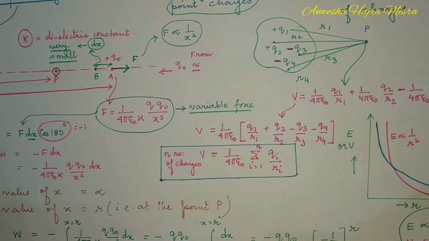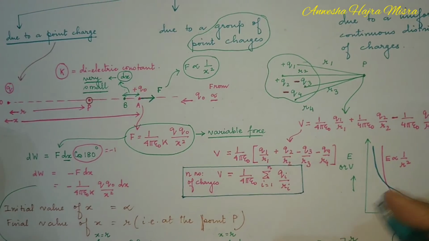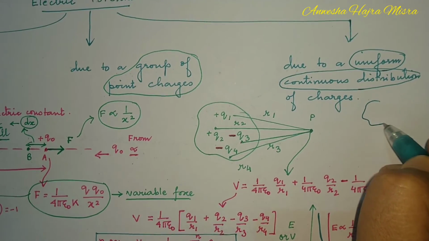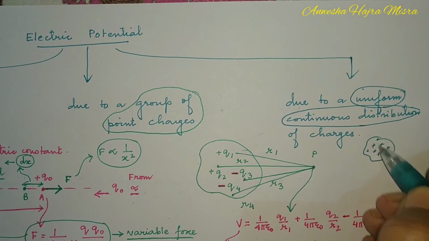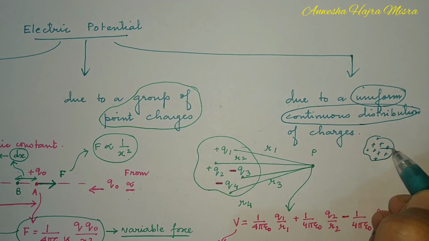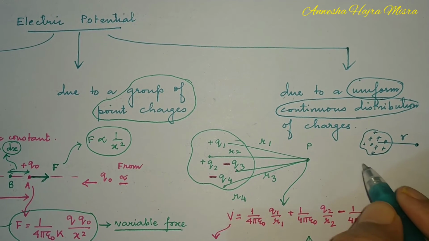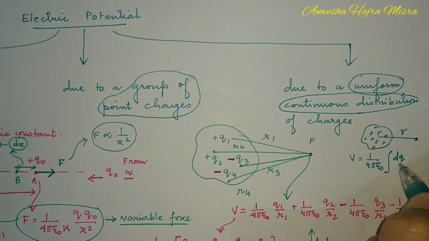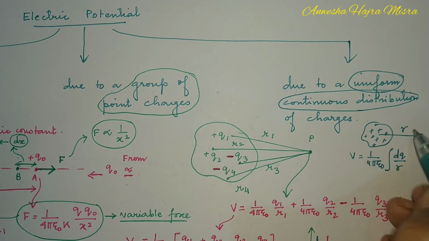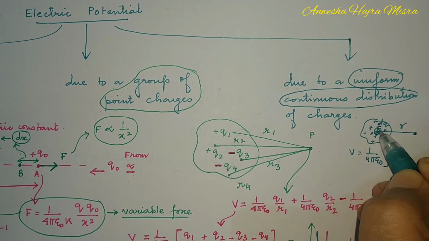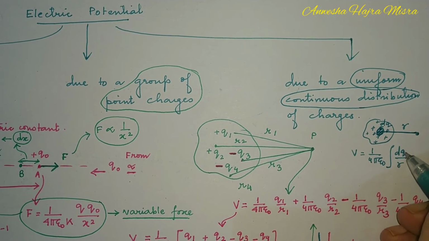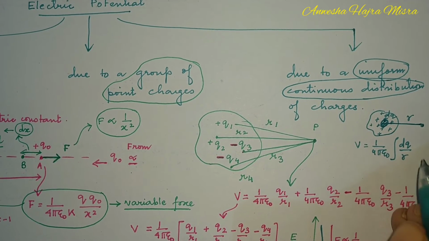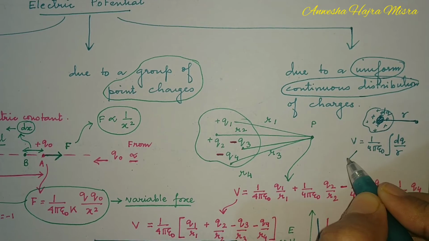Now suppose, instead of discrete charges, you have a continuous distribution of charge. Obviously, it should be uniform. You have a continuous distribution of charge. It's a surface area. Then, at a distance r, the potential due to this dq will be 1 by 4 pi epsilon naught integration of dq by r. Here I assume a small charge dq. From dq the distance is r. So potential due to dq is 1 by 4 pi epsilon naught dq by r, and then you integrate over the full surface. Now this can be line distribution of charge or surface distribution of charge.